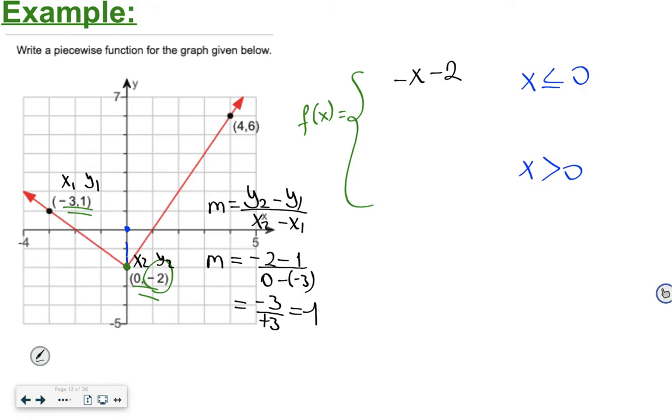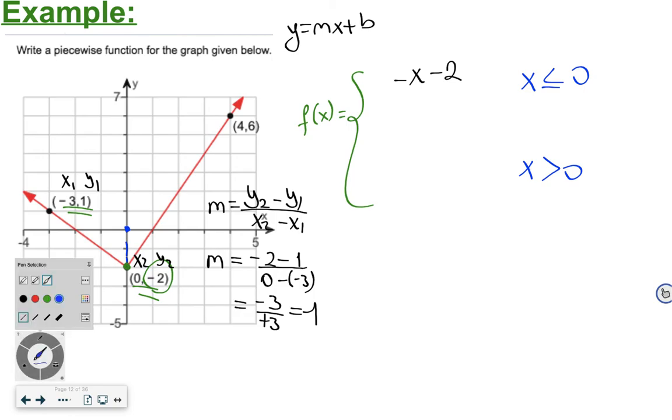Remember, what is the general form of the linear equation? Y is equal to mx plus b, where b stands for y-intercept and m stands for slope. Let me find the slope of the equation located where x is greater than 0. The points are given. Let's say this is x1, y1. Slope is -2 minus 6 over 0 minus 4, which is equal to -8 over -4, which is equal to positive 2. So this is going to be 2x minus 2.